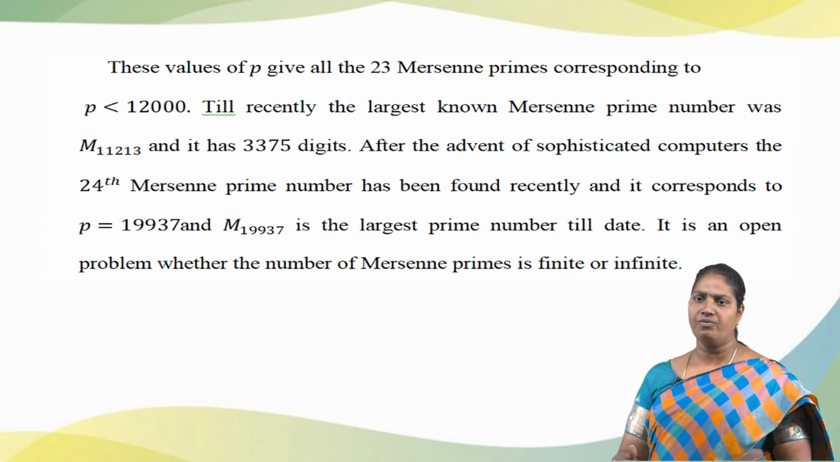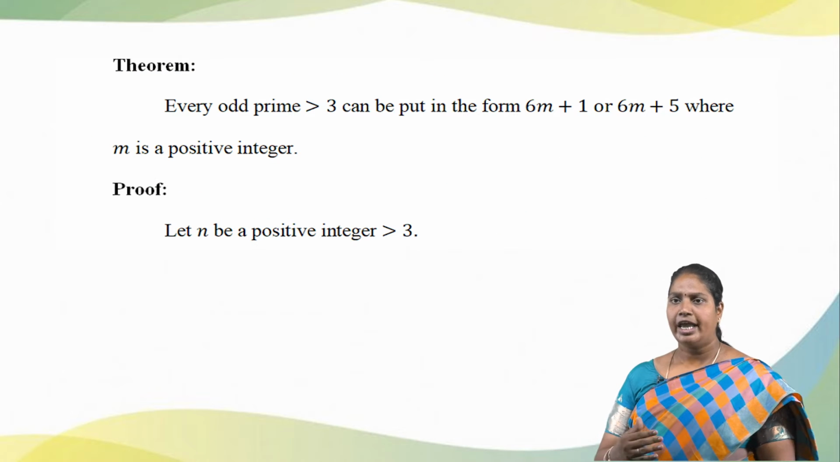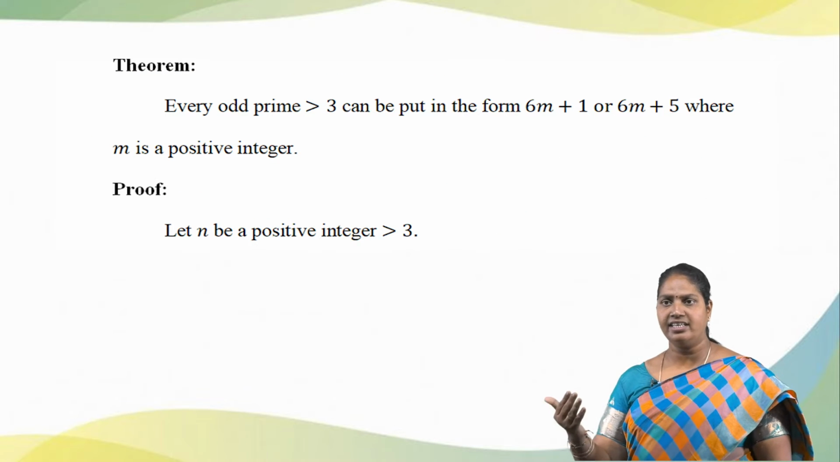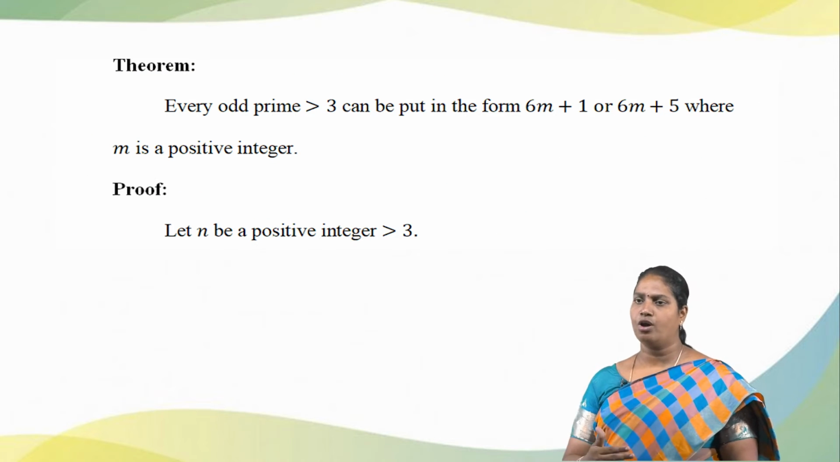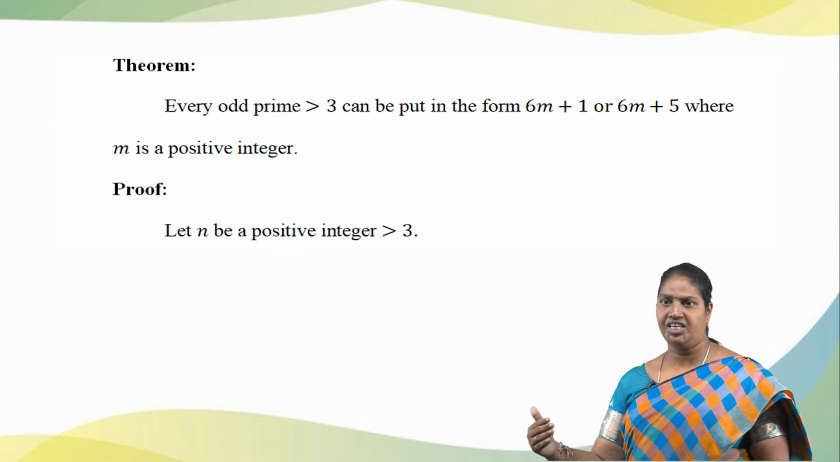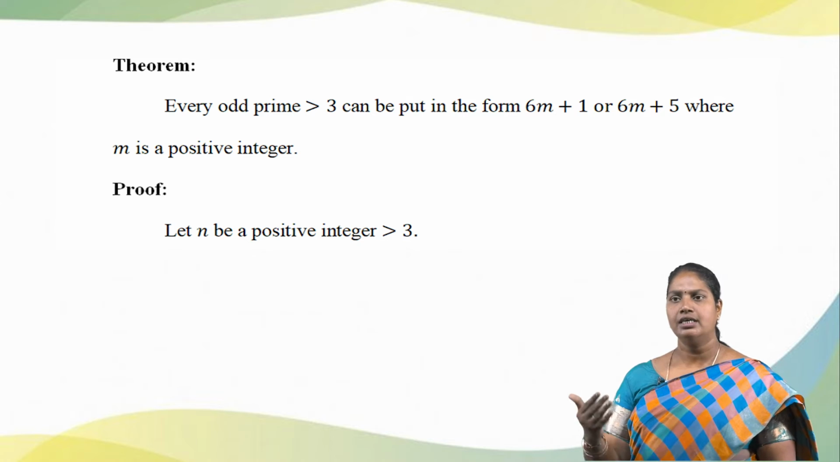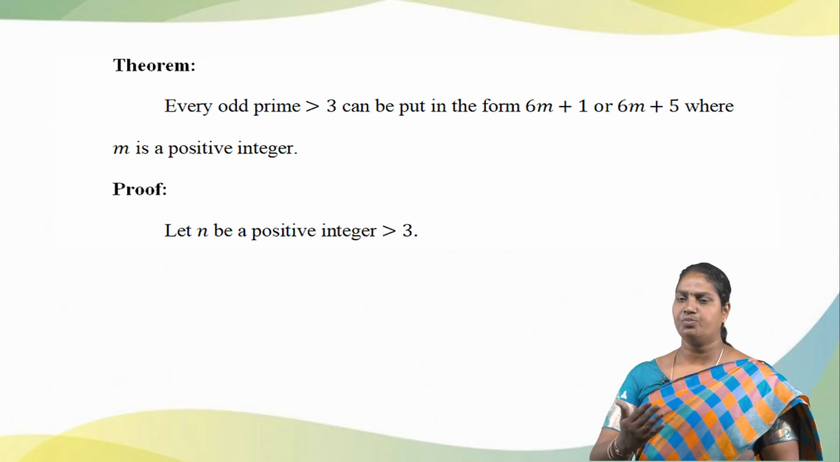It is an open problem whether the number of Mersenne primes is finite. Every odd prime which is greater than 3 can be put in the form 6m plus 1 or 6m plus 5, where m is a positive integer. We are seeing these kinds of theorems which lead to proving the Dirichlet conjecture. So let me explain the proof.